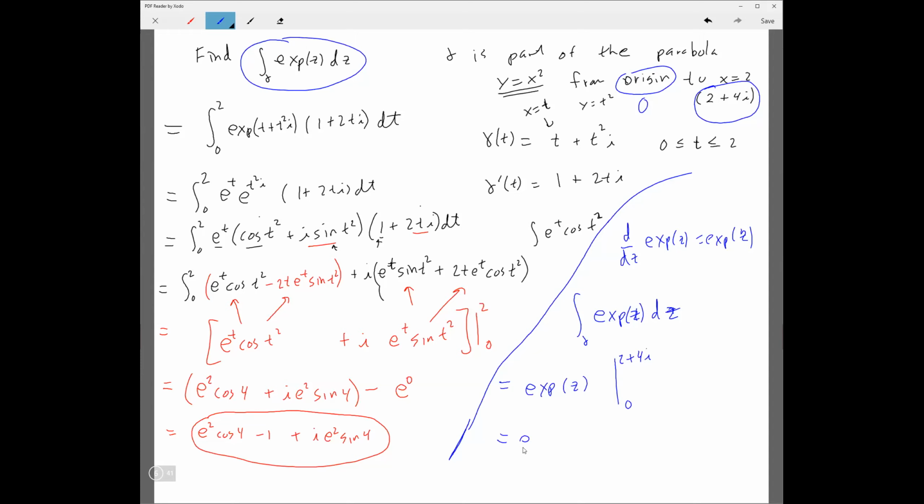Okay, so we know that this is going to be the exponential function of 2 plus 4i minus the exponential function of 0, which is e to the 2 times cosine 4 plus i sine 4 minus 1, which is exactly what we have over here, see? But with a lot less work. They get the same answer, but with a lot less work. And we didn't have to go through this kind of stuff.